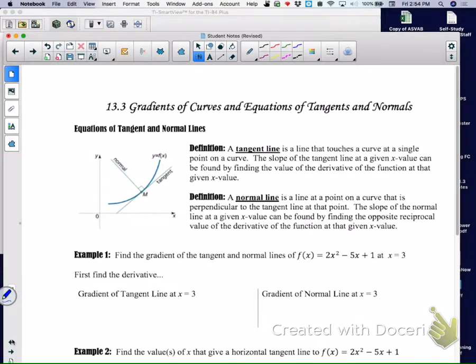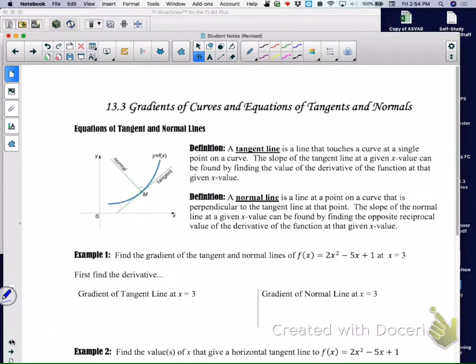Right, so this is the last section that's going to be on your quiz. We will go ahead and do section 13.4 before we take the quiz, just because we don't have time to really take a full day off to do review before the quiz, but only sections 1 through 3 will be on the quiz. So equations of tangent and normal lines is what this is about.